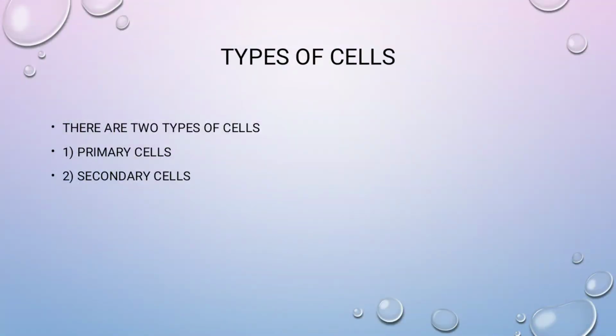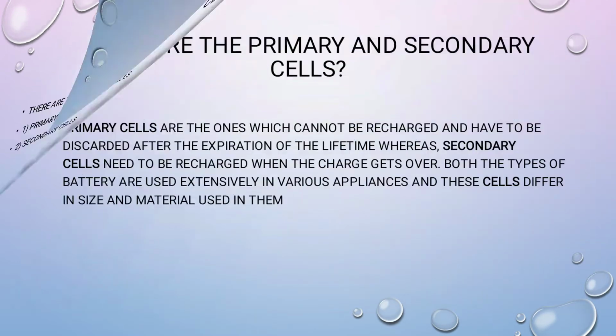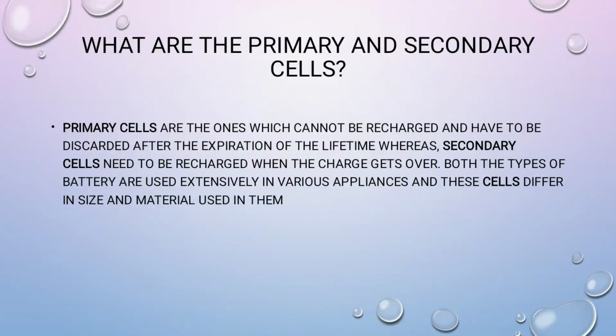So now we are going to study the types of cells. Primarily there are two types. One is called primary cells and the other one is called secondary cells. So what are primary and secondary cells? Primary cells are the ones which cannot be recharged and have to be discarded after the expiration of the lifetime, whereas secondary cells need to be recharged.